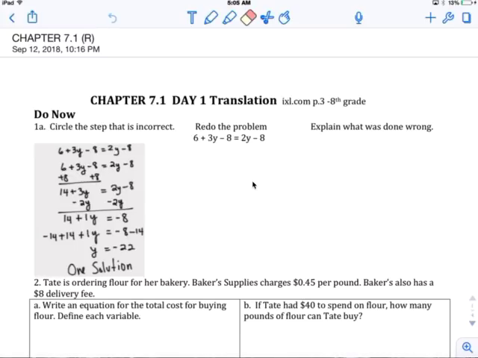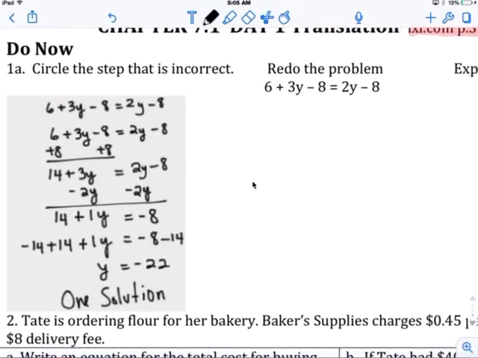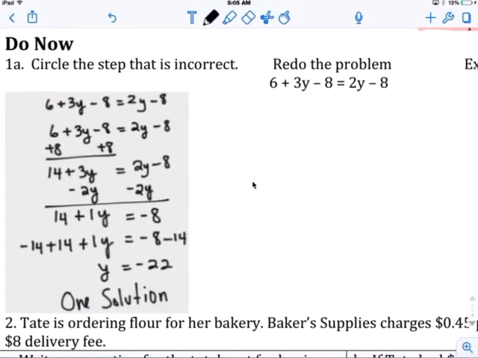Okay, it's today's work. Make sure you do IXL P.3, 8th grade. You should do this in class. If there isn't time, you do it at home. Okay. I like to redo the problem first, then figure out what they did wrong.